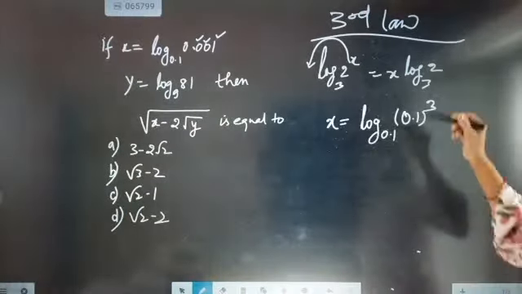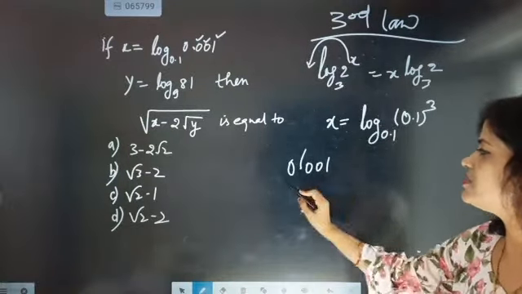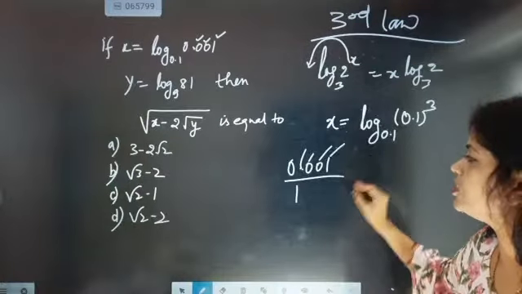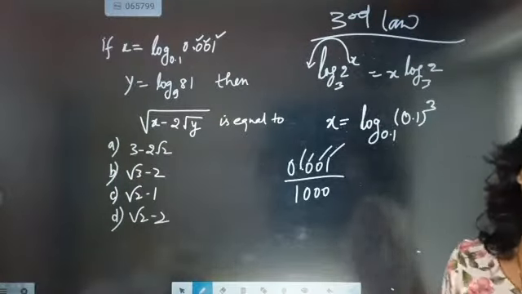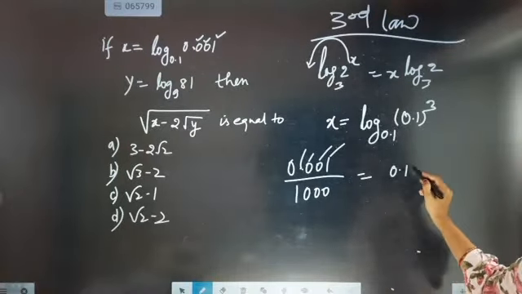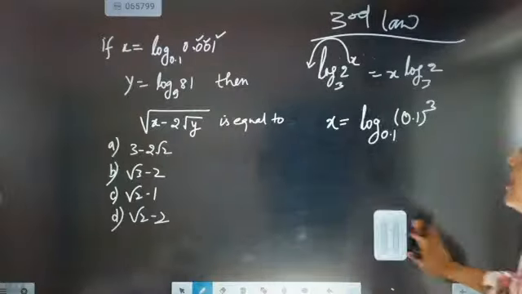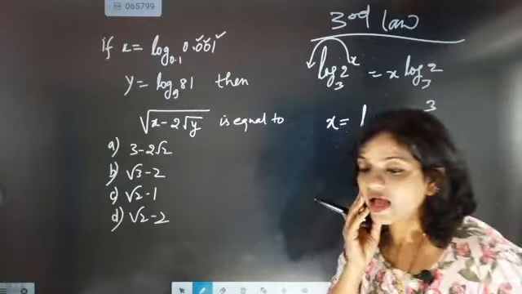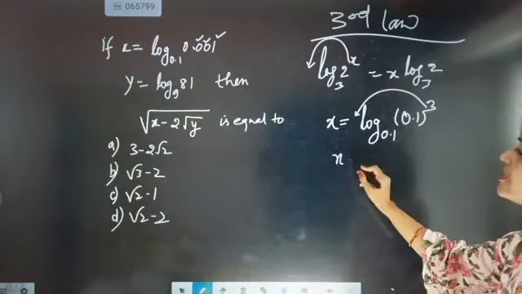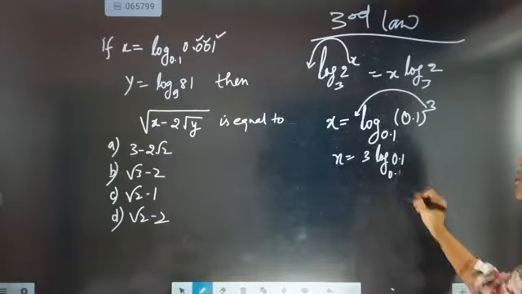Now look here. How many steps? Just check this one out. 0.001. If I cancel this one, after the decimal how many digits are there? 1, 2, 3. So 3 zeros will go here. So 3 zeros means 0.1 to the power 3. Since 3 zeros are there, it is 0.1 to the power 3. And right now I told you this 3 will come here. So x is coming as 3 log of 0.1, base also 0.1.